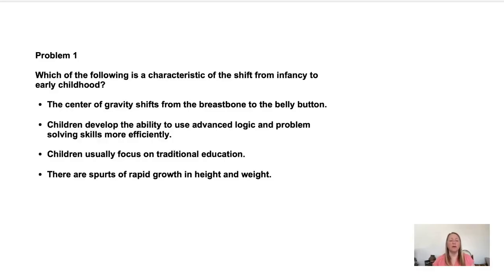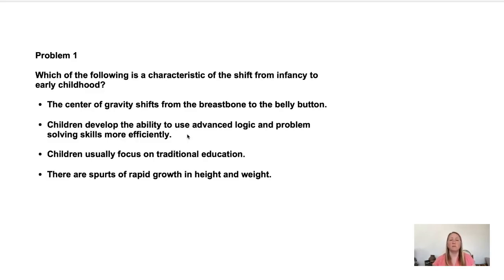Which of the following is a characteristic of the shift from infancy to early childhood? Your choices are: the center of gravity shifts from the breastbone to the belly button, or children develop the ability to use advanced logic and problem-solving skills more efficiently, or children usually focus on traditional education, or there are spurts of rapid growth in height and weight.